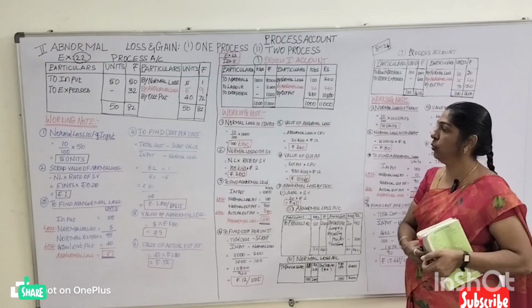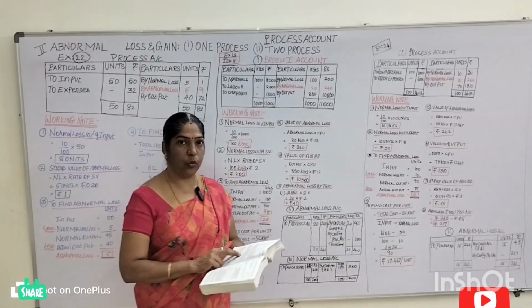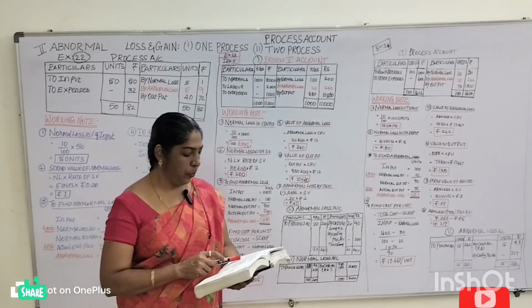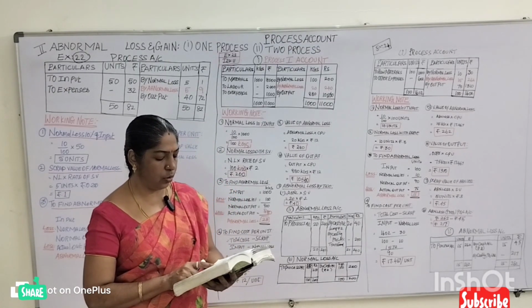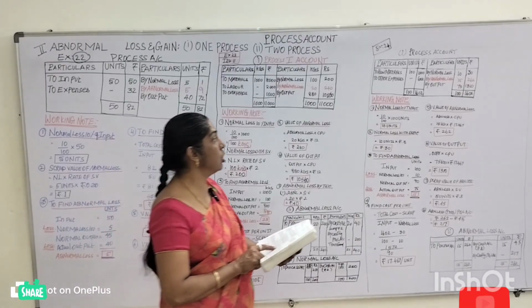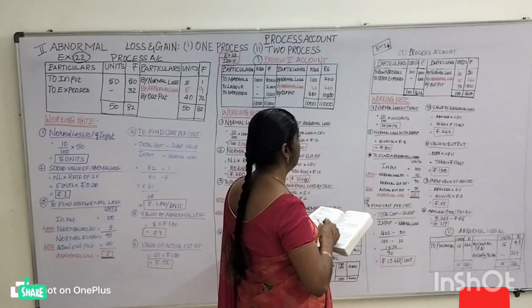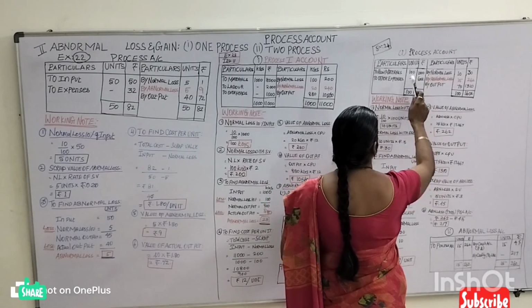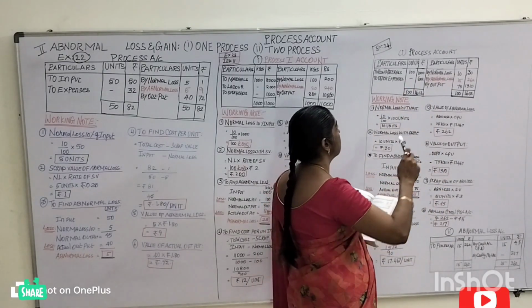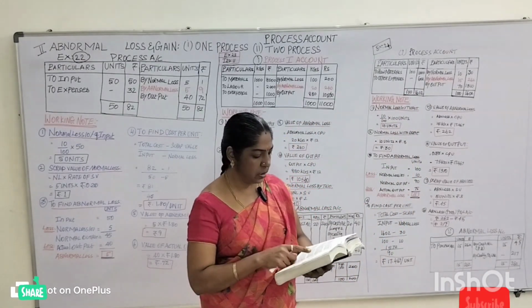Okay, let's come to question number 24. Let's read the question. In process A, 100 units of raw materials were introduced at a total cost of 1000 rupees. So how many units did they introduce? They introduced 100 units. The raw material cost is 1000 rupees.